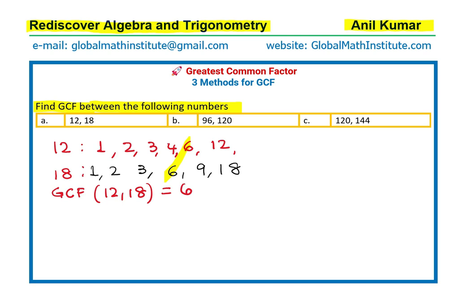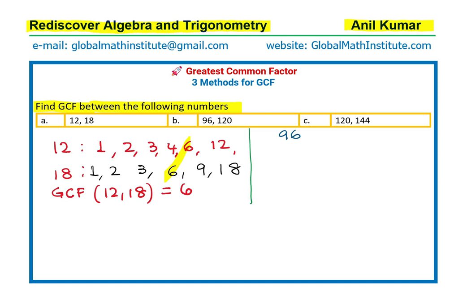Now let us take up 96 and 120. These are slightly bigger numbers. If you start writing the factors, you might miss some of them, right? How should we do it? A better way to find the greatest common factor with slightly bigger numbers is to do prime factorization. So let us do prime factorization of 96.